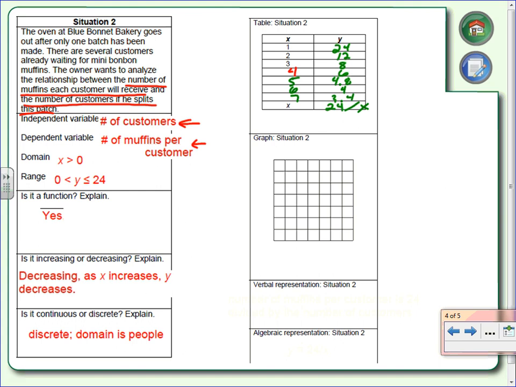Now let's graph, just like we did earlier on the first situation. These x values, what are those x values? They represent the number of customers.